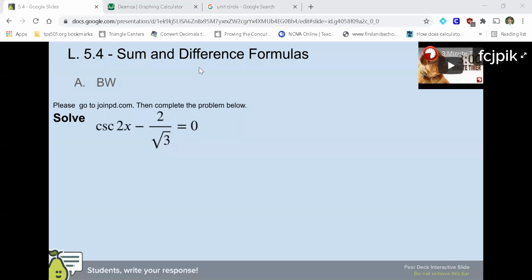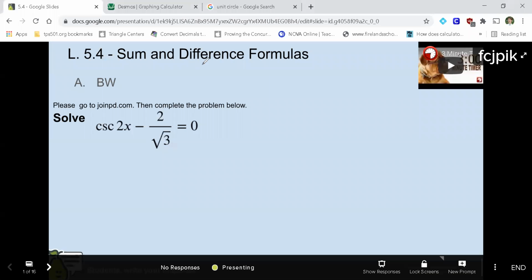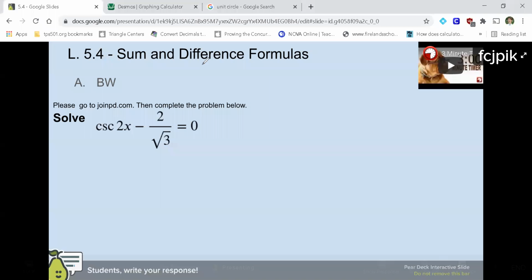Okay, I think we're ready. So if we're going to solve this for x, most of the steps are the same as what we've been doing before. I want to get x by itself. So I'm going to add 2 square roots of 2 over the square root of 3 to both sides. That would give us the cosecant of 2x equals 2 over the square root of 3.